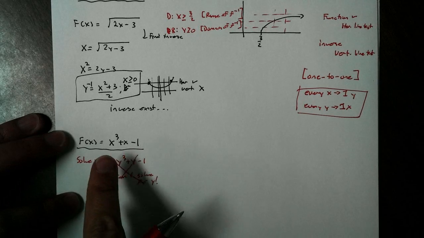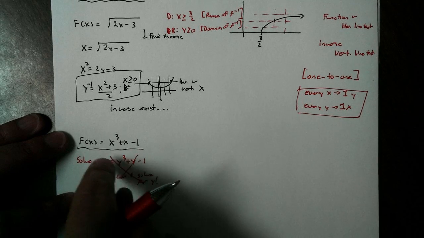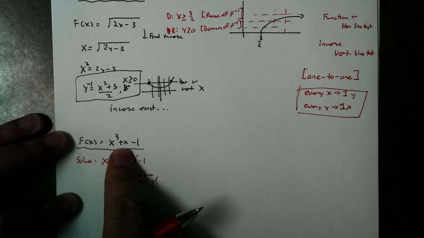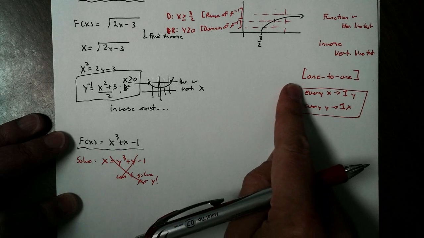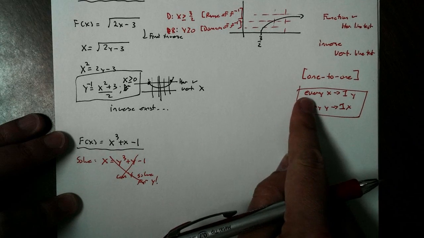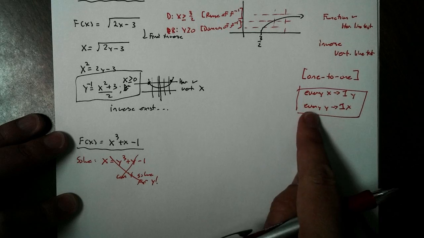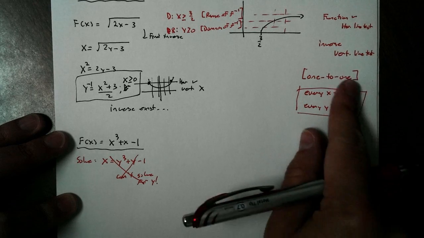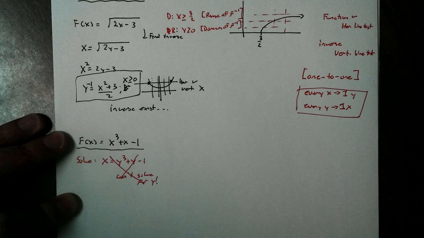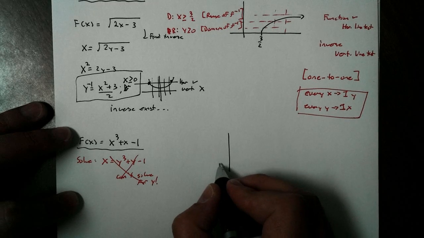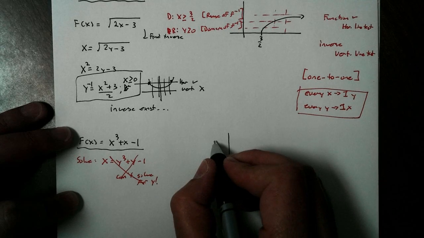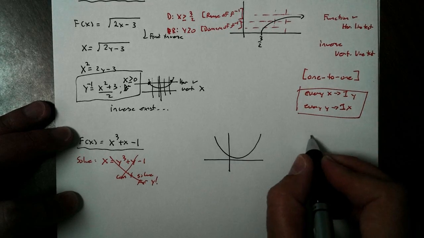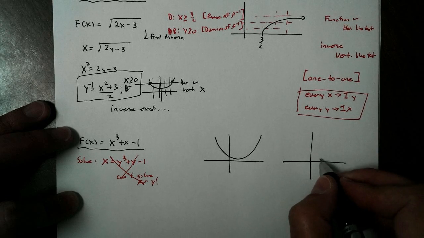So the question is, well, how can I determine if this inverse exists? Well, we go back to our one-to-one. For every x, there's exactly one y. For every y, there's exactly one x. I'm going to use this concept to determine if this function has an inverse. And it's super simple. Let's look at two graphs. The story of two graphs. A parabola and a square root.